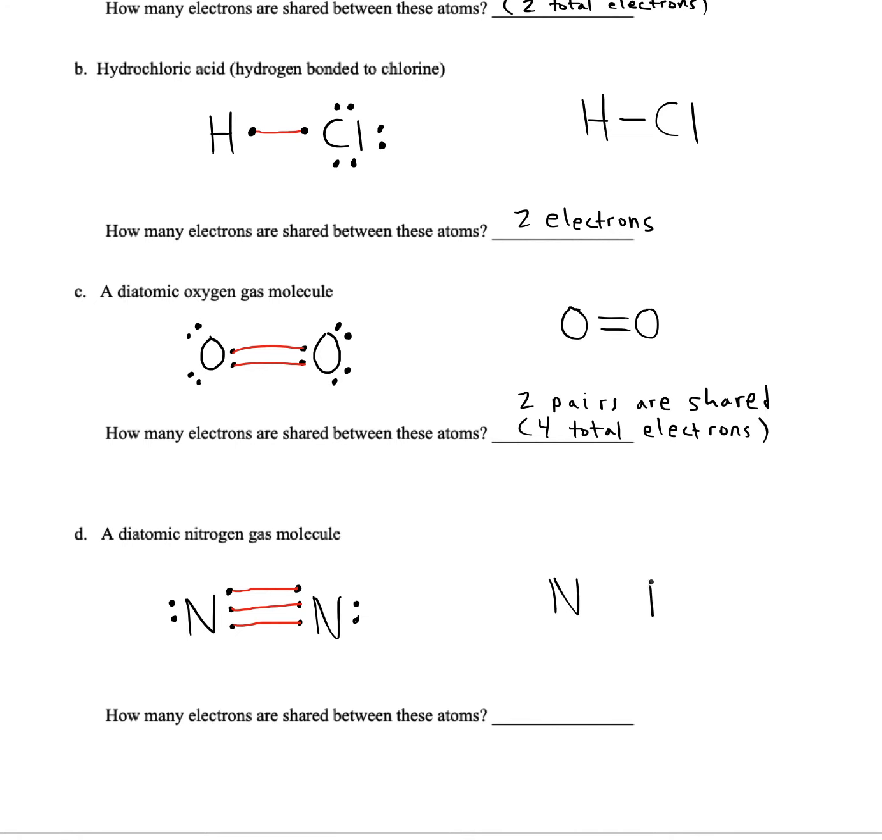You might also see it drawn like this. And that is a nitrogen gas molecule. How many electrons are shared between these atoms? 3 pairs, which is 6 total electrons in those bonds.